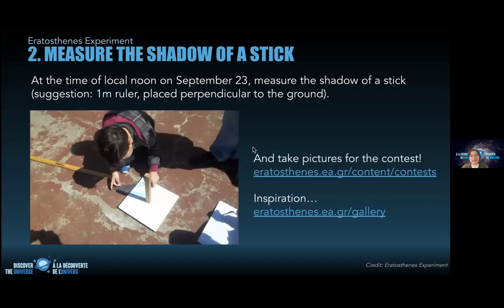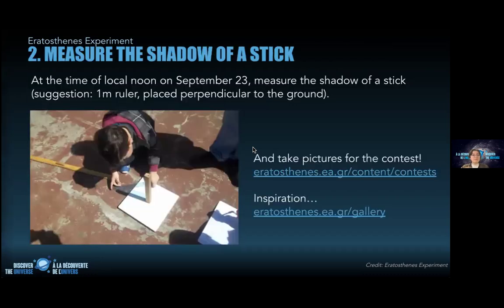There is an Eratosthenes contest, so through also the experiment website, the international collaboration, there is a contest, or there has been in previous years, there might be again this year. If you take pictures when you're doing this experiment, you can submit those pictures to possibly win the contest. If you want inspiration for how to do the measurements, there is also a gallery of photos on their website.